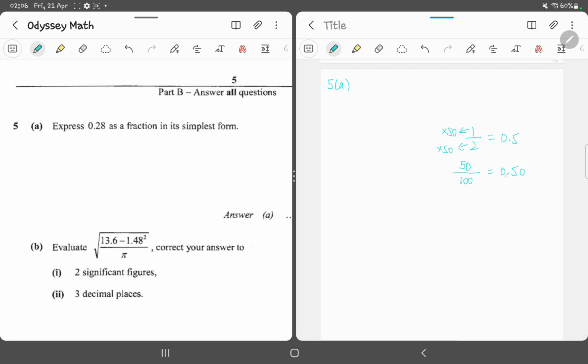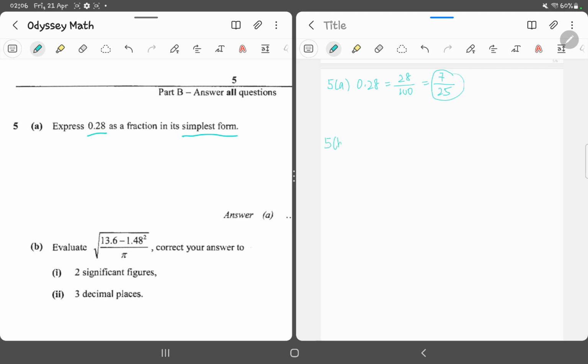So 0.50 is actually 50 over 100, which means that 0.28 over here will be equal to 28 over 100. So this has to be simplified because we can still simplify further. So 28, I'm going to divide by 4. That gives me 7. And 100, I'm going to divide by 4. That gives me 25. And yep, we are done with this question by expressing 0.28 as a fraction in its simplest form, which in this case is 7 over 25.